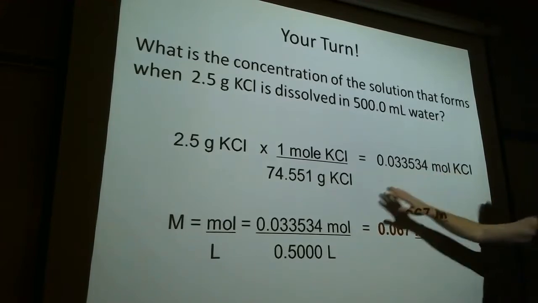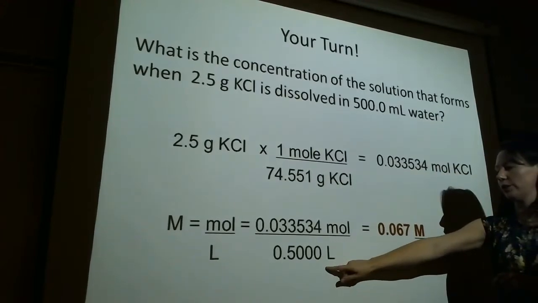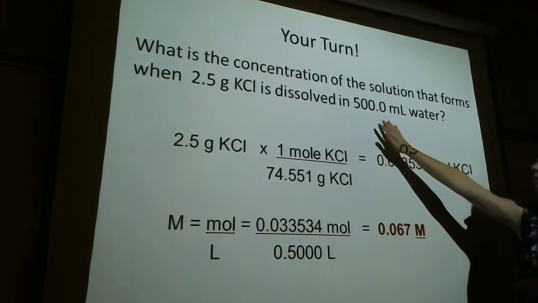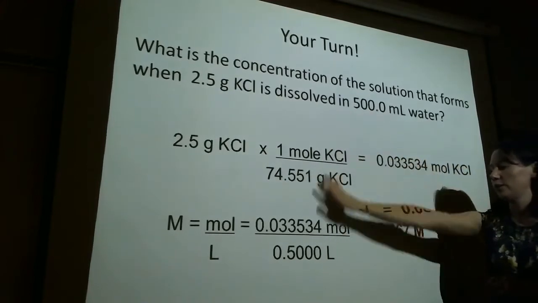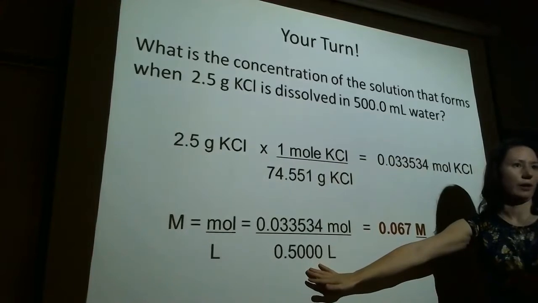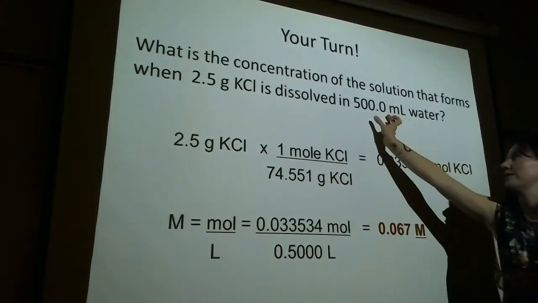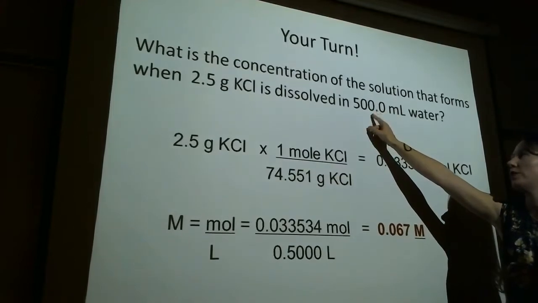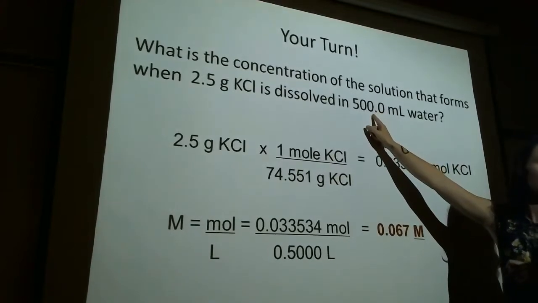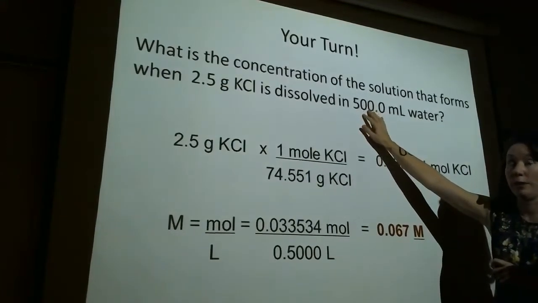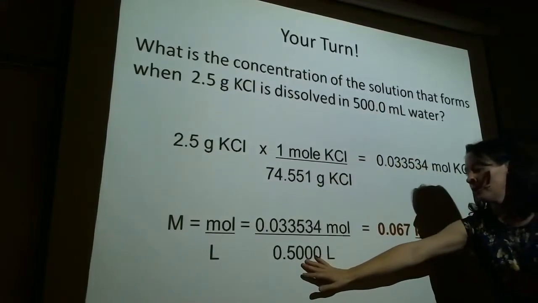How did I get this 0.5000 liters? 500 milliliters, right? And again, this number has 4 sig figs, so it's going to keep 4 sig figs, right? Moving the decimal doesn't affect the accuracy that you used in using the graduated cylinder to make this measurement, right? All you're doing is moving the decimal. That doesn't affect the accuracy of this measurement. That's why you've got 4 sig figs remaining down here.